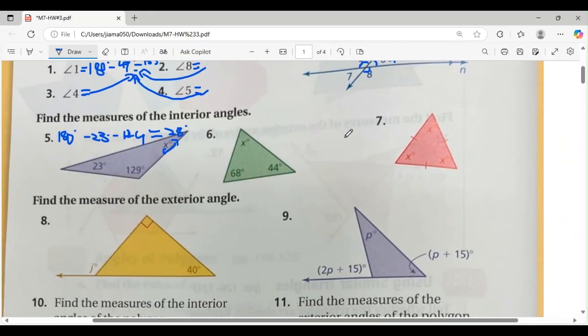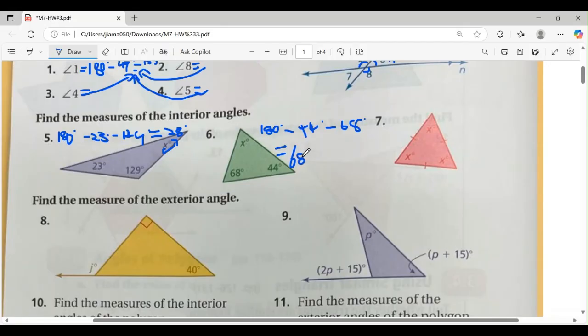Let's see next. This one is also 180 degrees minus 44 degrees minus 68 degrees equals 68 degrees. So the measure of x is 68 degrees.